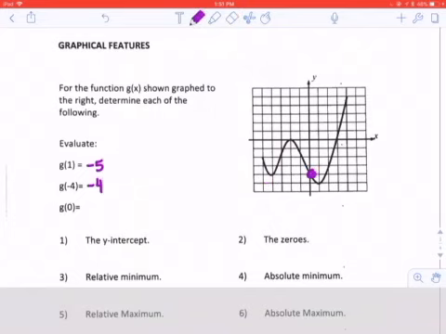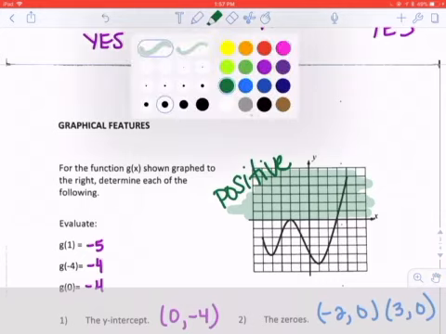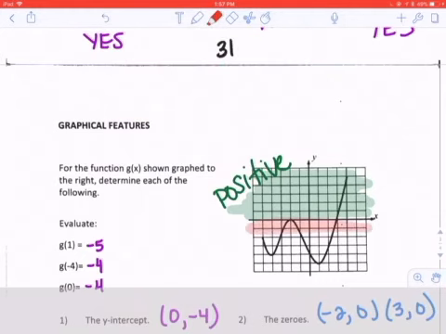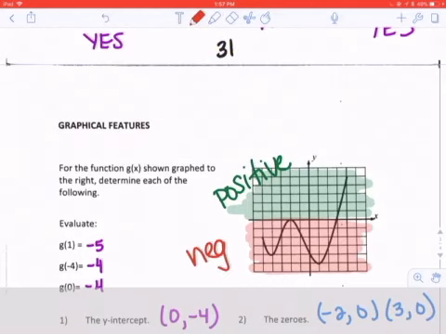And the last thing I want to talk about is positive versus negative. And I'm going to take my graph and I'm going to highlight in green everything above the x-axis. That would be positive. And in red, I'll do everything below the x-axis. And that would be negative.